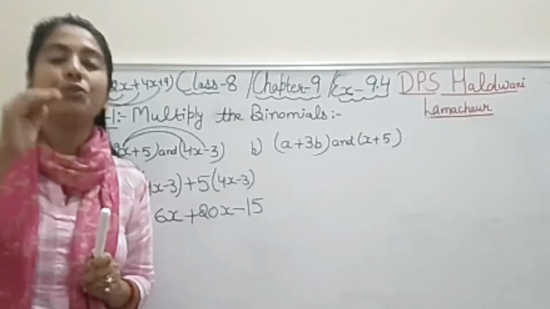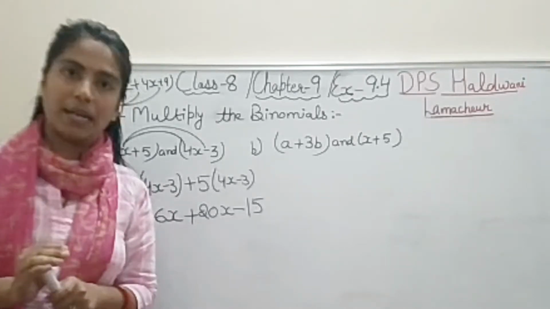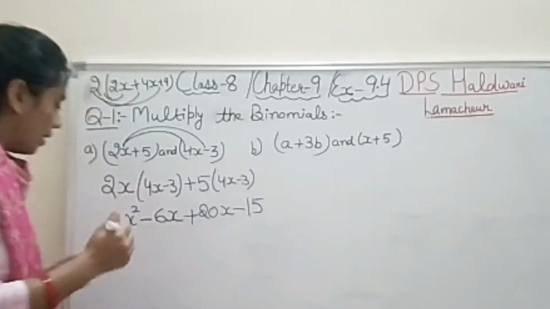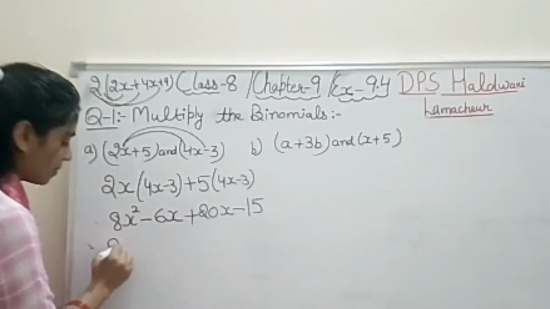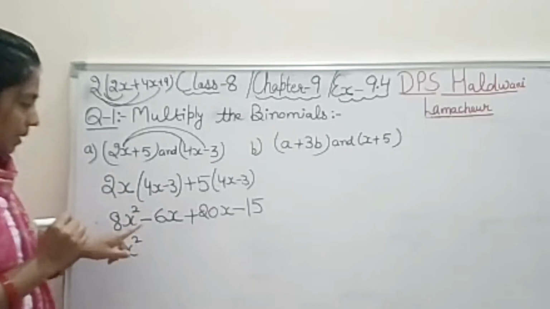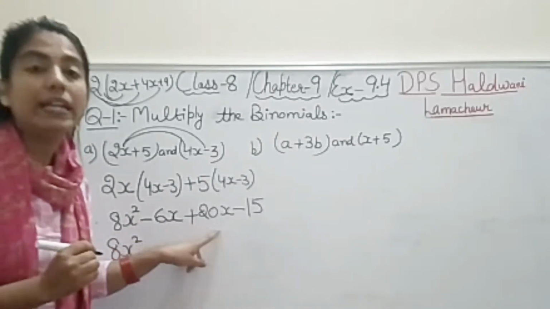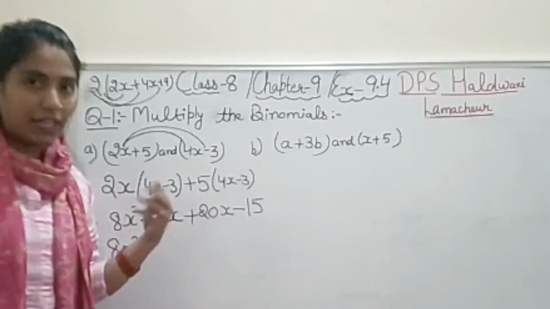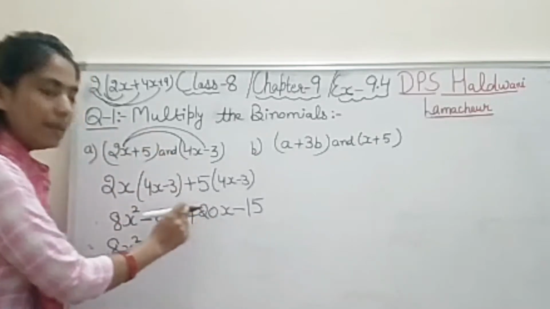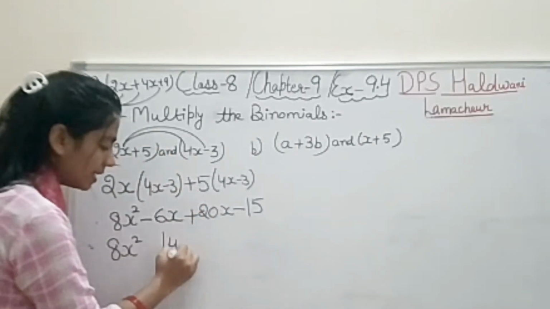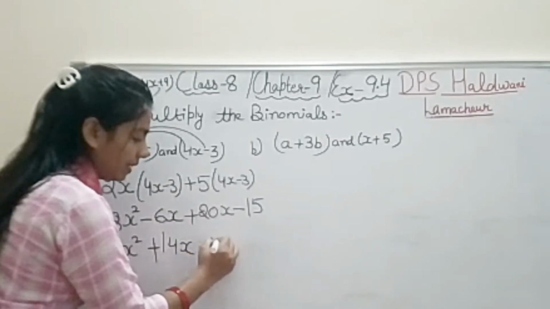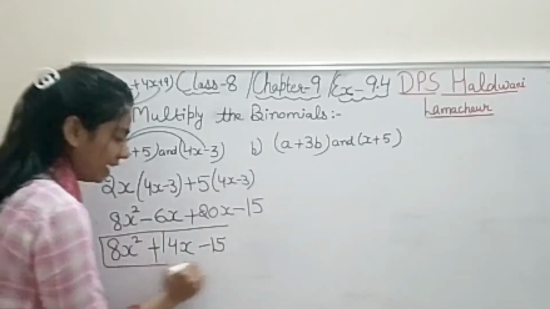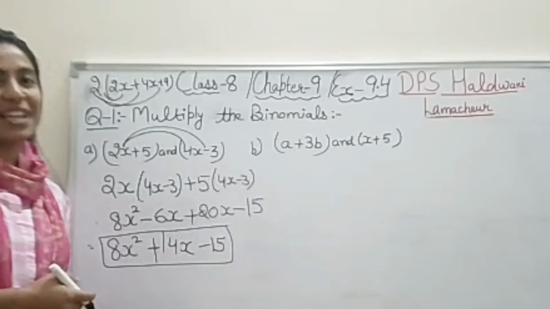It means all things, students, are just very simple. You only have to use the rules of mathematics. That's it. Okay. Now see, we'll do plus minus. x square, only one x square we have, so 8x square. Now minus 6x plus 20x, like terms, we can do plus or minus. So 20 minus 6 is 14x. The sign will be of the greater digit, that will be plus, and minus 15. That's it student. Very simple question we have.